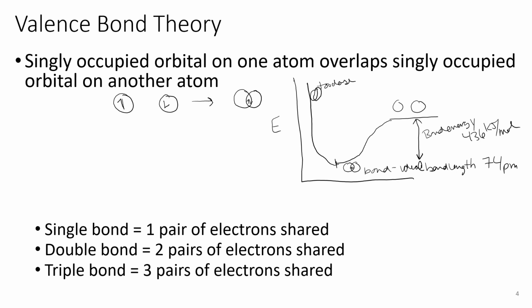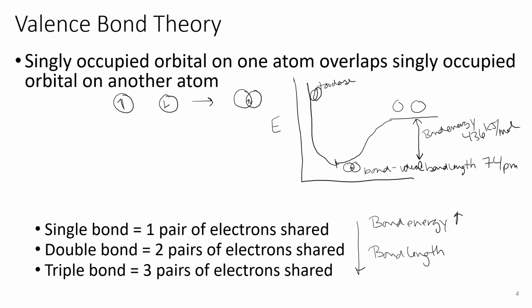As we go from a single bond to a double bond to a triple bond, so as we go down this column, we're going to see bond energy increase. So the largest bond energy, or the lowest energy standpoint, is going to be the triple bond compared to the single bond. We're also going to see changes in bond lengths as well.